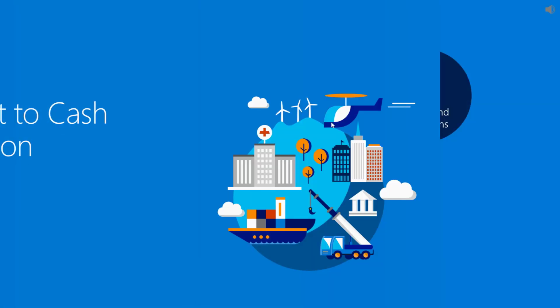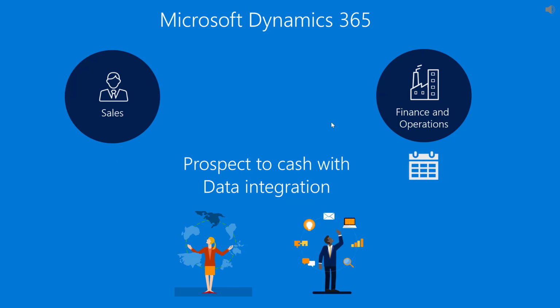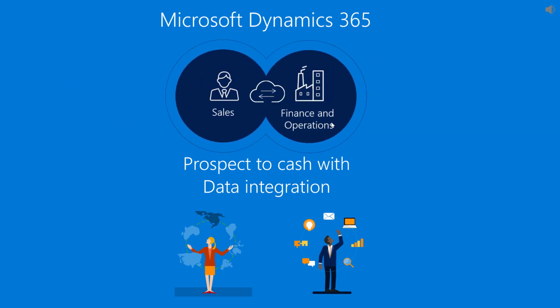So with that, let's dive into the prospect to cash. So why did we choose prospect to cash? Well, we had a lot of scenarios where we could see that salespeople wanted to use the sales module, both for sales and marketing, and at the same time, you wanted to do your fulfillment and invoicing in finance and operations. But without the two systems connected, you would have to use a third-party tool to get it done. But we wanted to provide something out of the box, and this is why the prospect to cash scenario for integration kicked in.